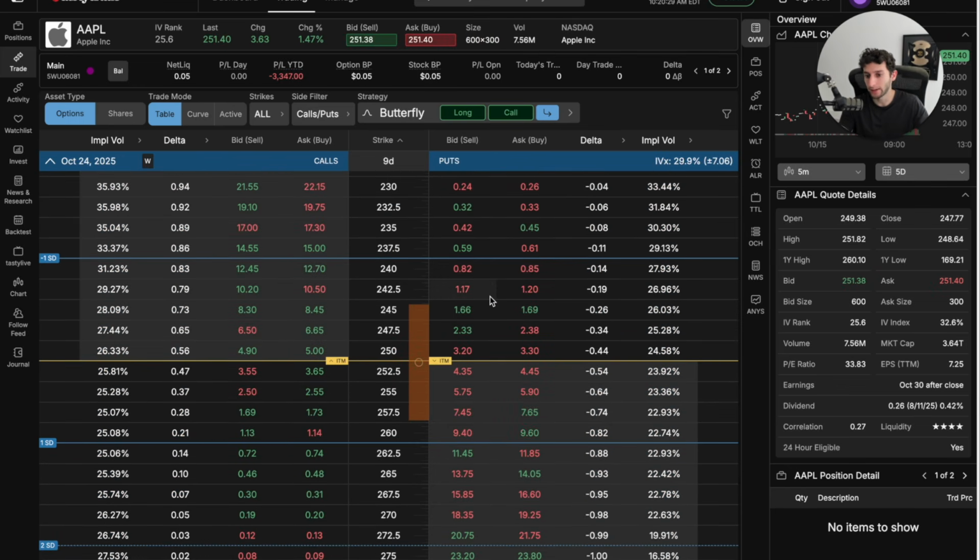And let's say we want to get something that we have a strong chance of not getting assigned, right? And so we can just look at the delta, and typically somewhere around like an 11 delta, that's going to give you about a 90% chance that it won't get assigned, right?